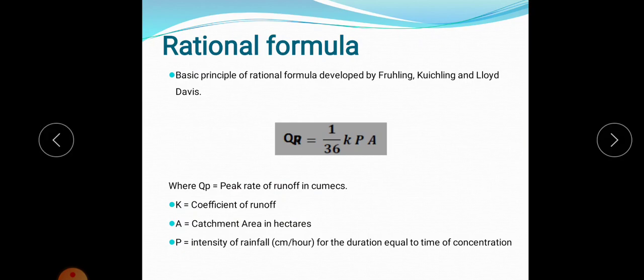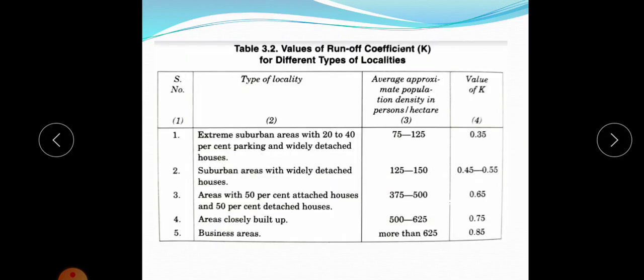So these are the various parameters which are affecting stormwater drainage or the quantity of stormwater drainage. So in the next video, I will put the empirical equation and rational equation for calculating stormwater drainage.